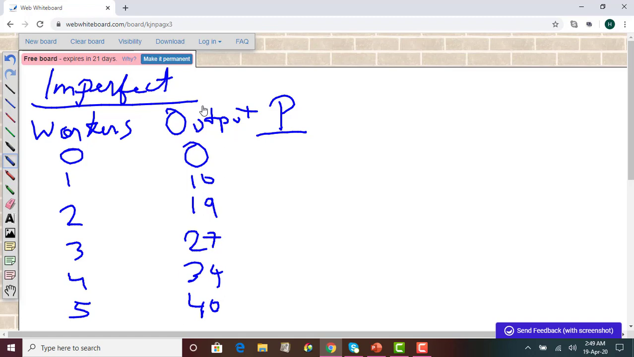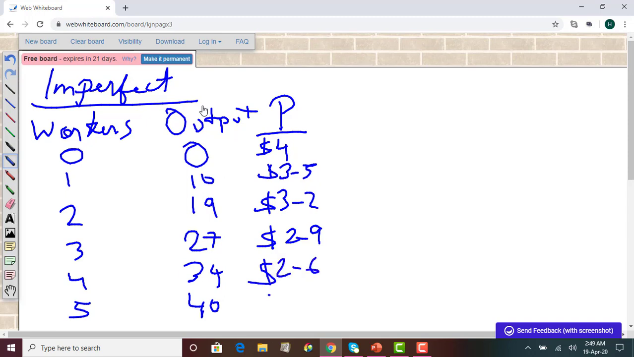So let's say we're given, when it's 0 workers, the price is 4. So when it's $4, basically there are 0 workers and 0 output. Then it's 3.5. Then it's 3.2. Then it's 2.9. The price is decreasing, and as you see, as the price is decreasing, your output is going up. 2.6 and 2.3. So these are given to you. You don't have to calculate this. These are given to you.